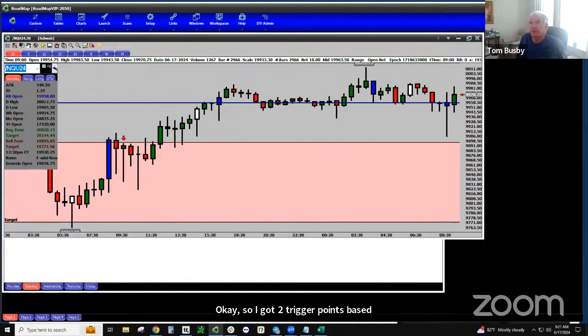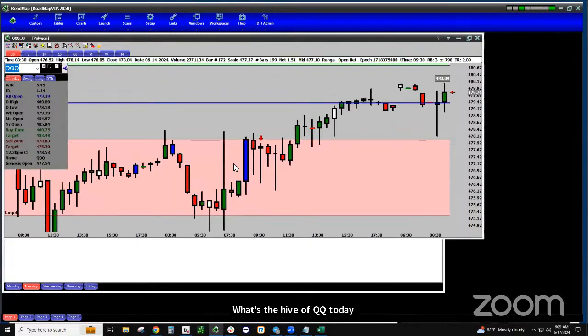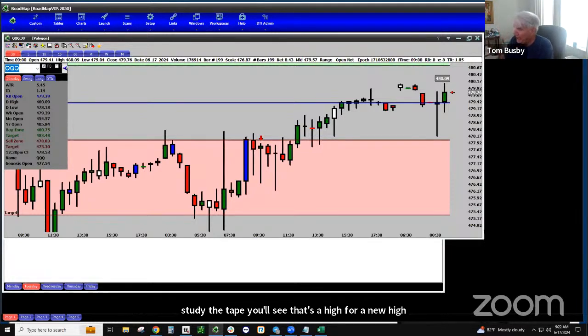Let's go to the QQQ. What's the high of the QQQ today? Looks like 480.09. If you go back and study the tape, you'll see that's a new high for the week using that connected dots approach that y'all can go back and watch the video and understand why I'm buying, okay? I'm just waiting for a trigger to get in. Does everybody understand that?